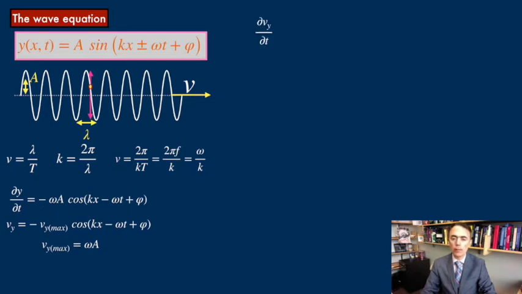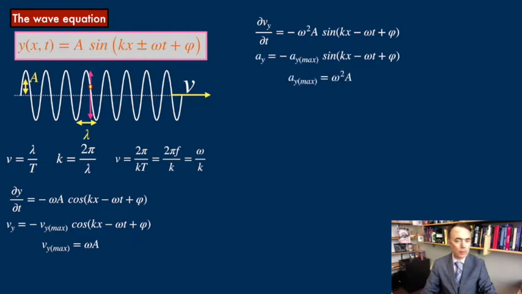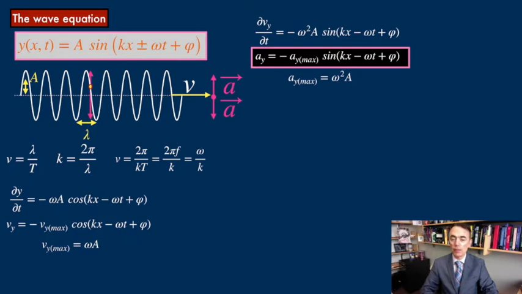We can do the same for the acceleration, the partial derivative of v with respect to time: minus a_y max times the sine of (omega t plus phi). Look, the acceleration is not constant. Although this is no surprise, as we know that the particles oscillate and the acceleration points alternatively up and down. This acceleration changes sinusoidally, so it is the acceleration of a simple harmonic oscillator.